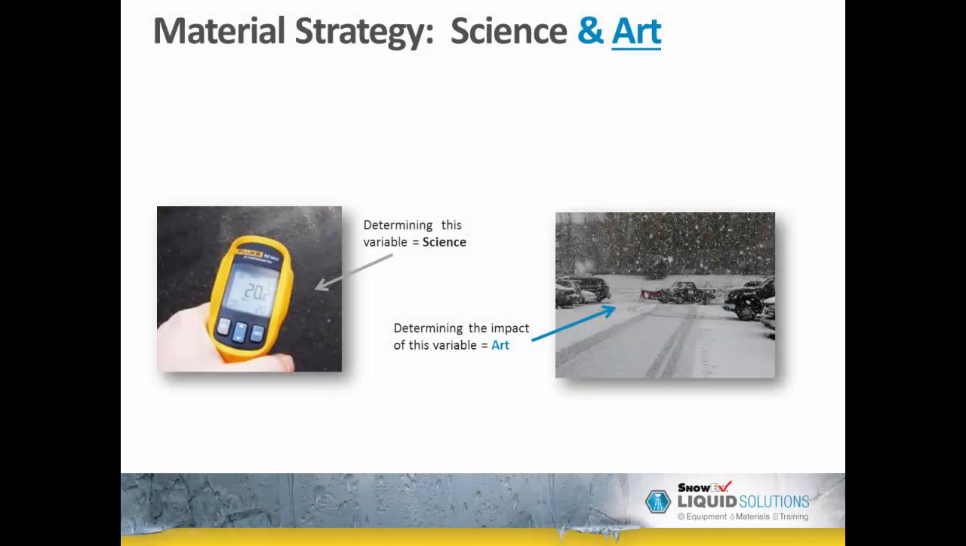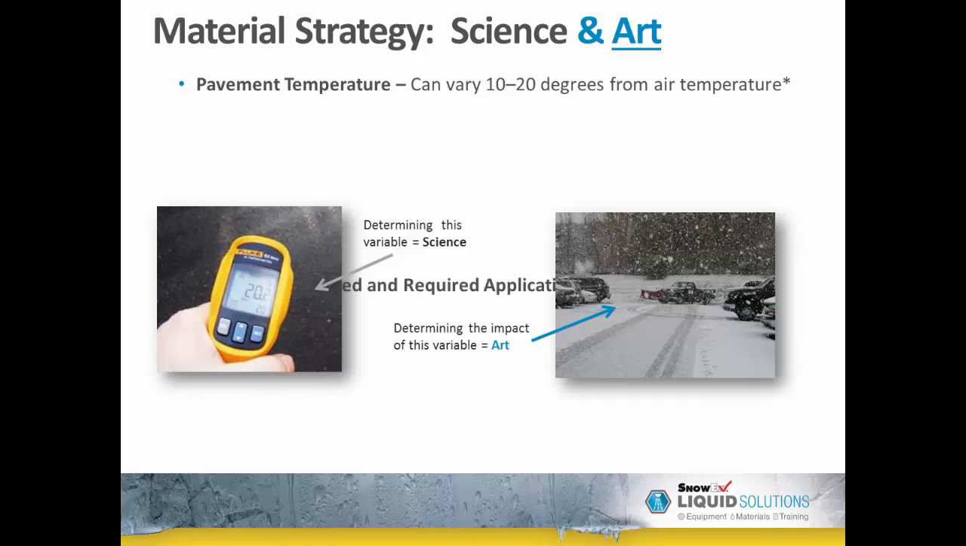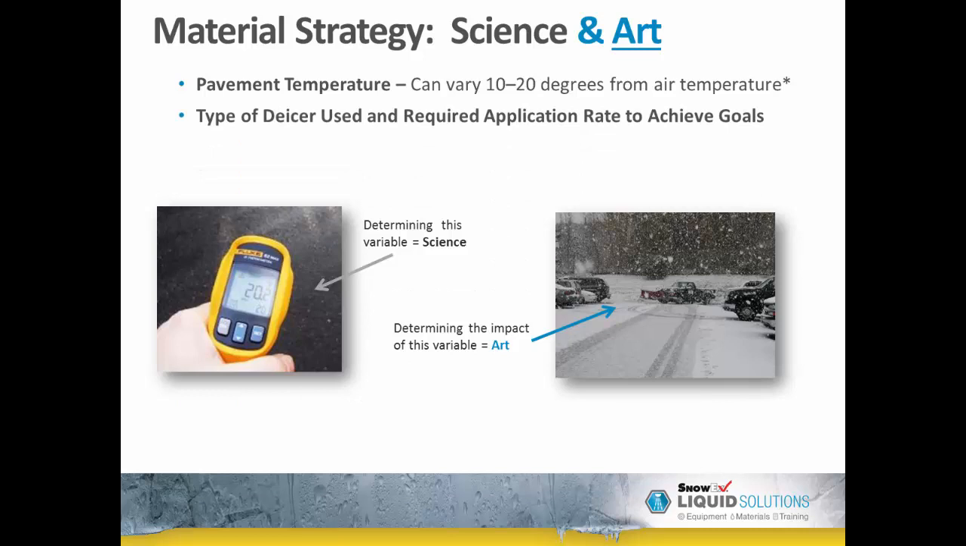There are four primary factors impacting DLA post-treating strategy decisions. The first is pavement temperature, which can vary by up to 20 degrees from the air temperature. The pavement surface is where snow and ice control is taking place. The second is the type of de-icer being used and the application rate required to achieve goals. The performance of a chemical under specific conditions is predictable and repeatable.